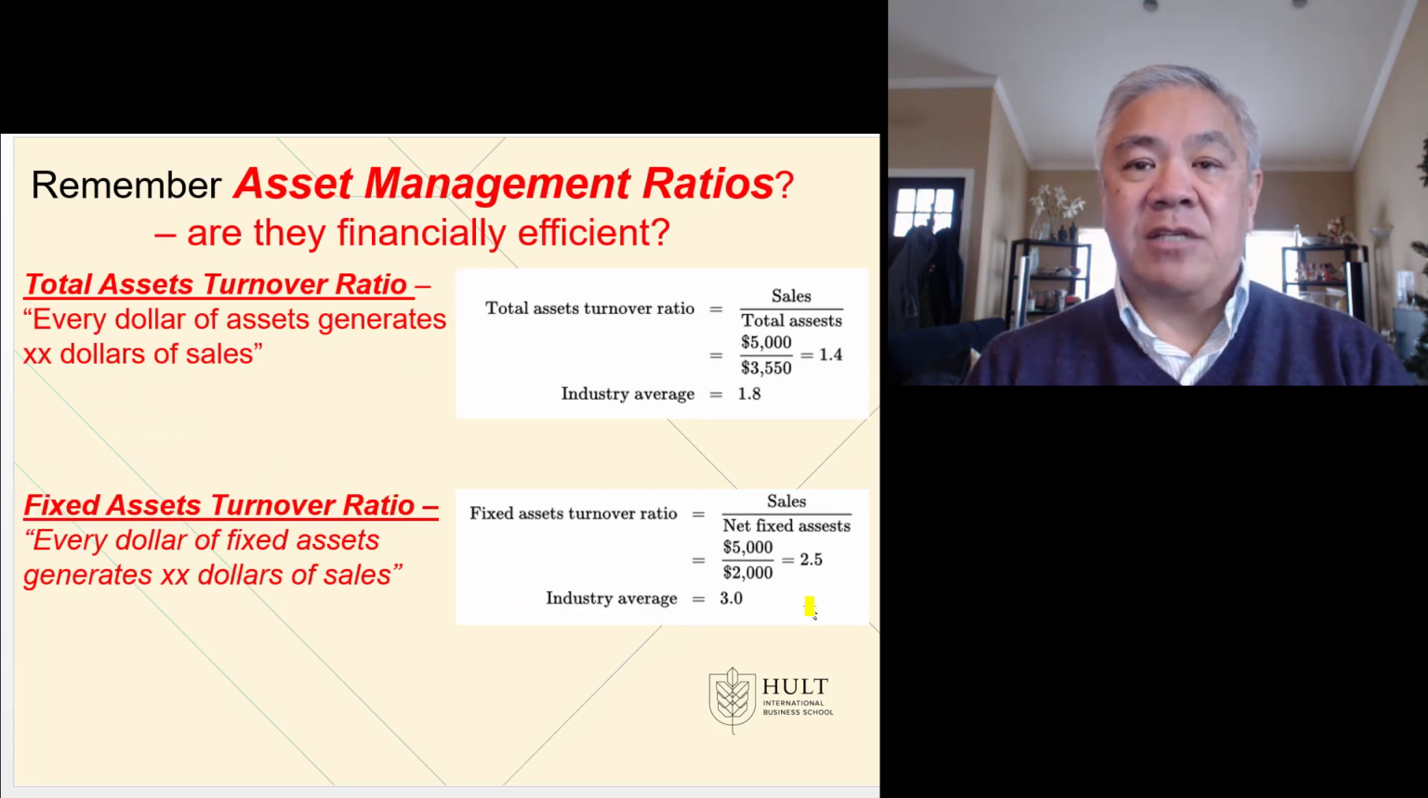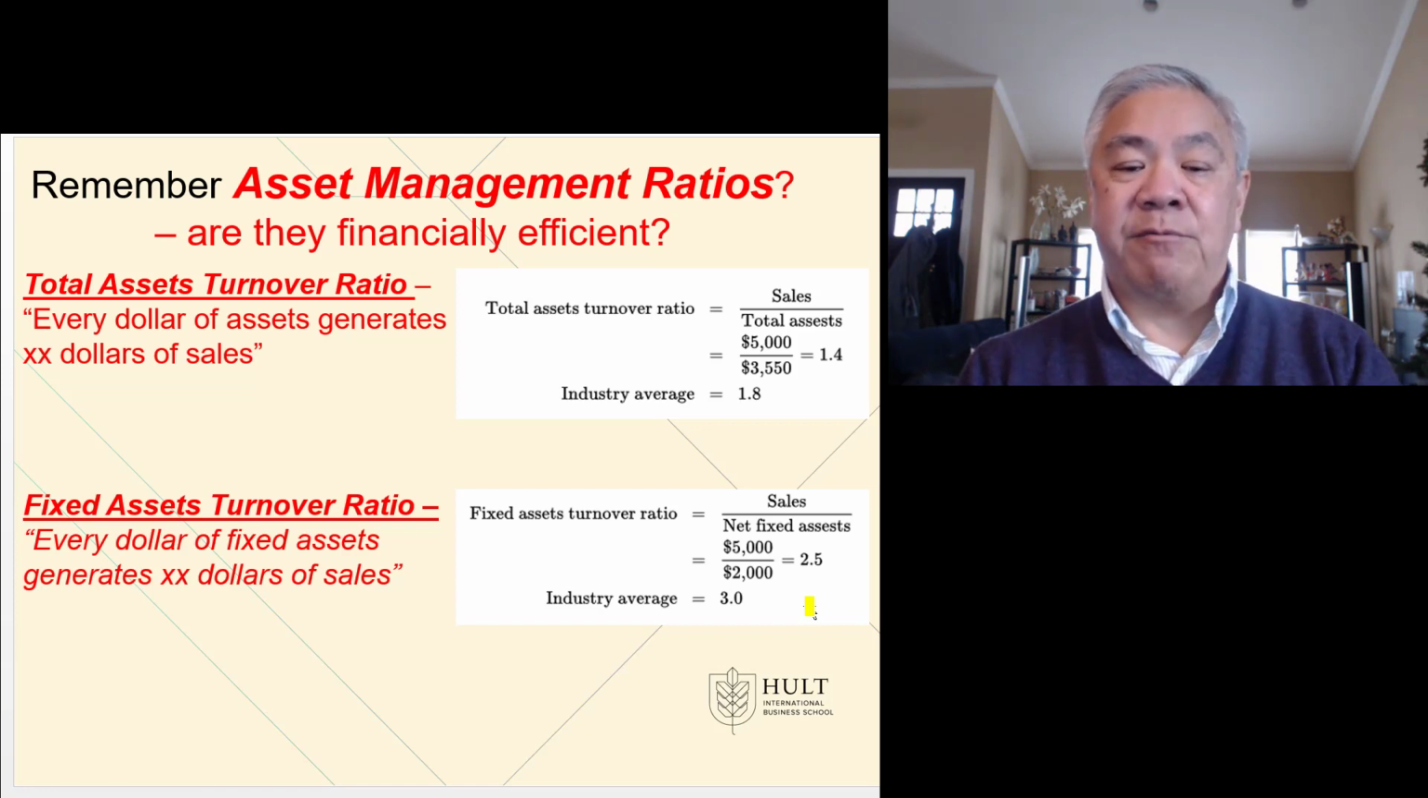Next, we'll look at asset management ratios. So these look at how well we manage our assets, usually seen as how much sales do we generate for a given amount of assets, or how much money do we make from a given amount of assets. So this is asset management ratio.